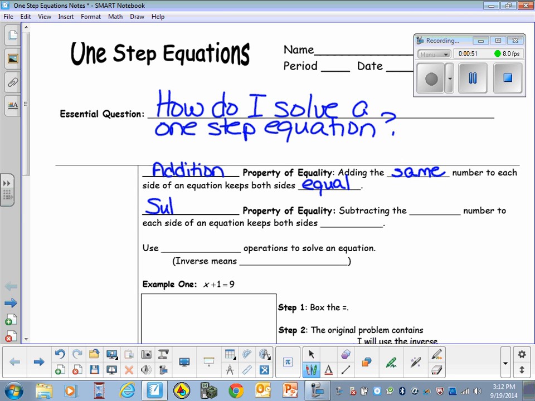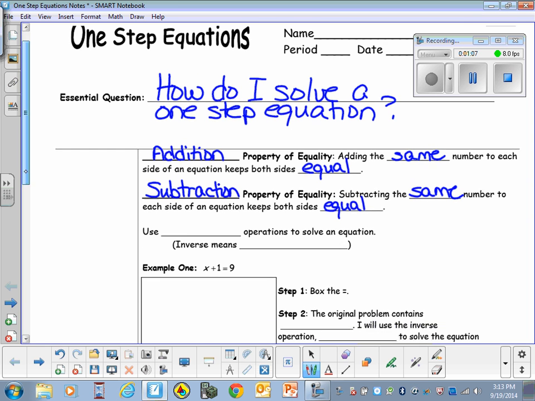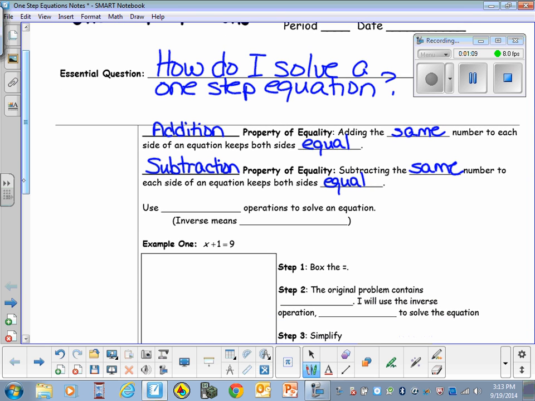Our subtraction property of equality allows us to subtract the same number from both sides of an equation and keep both sides equal. You are going to use inverse operations to solve an equation. Inverse means opposite. The inverse of addition is subtraction.